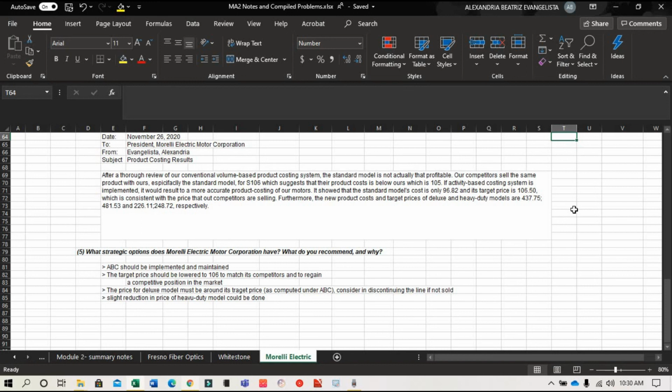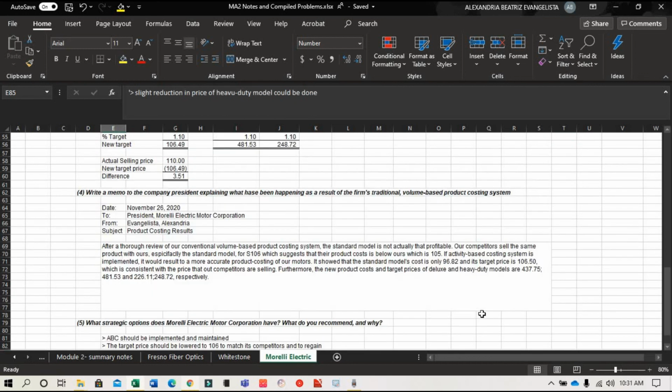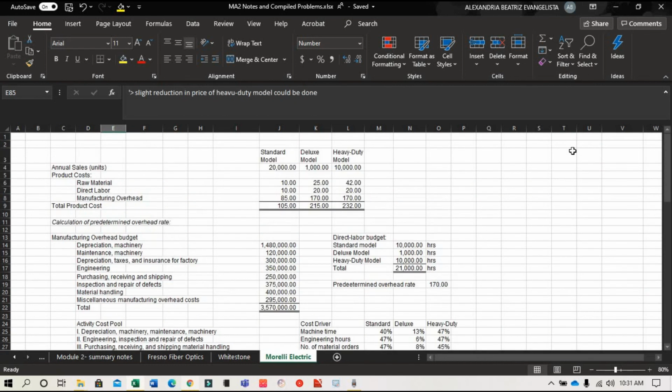The third one is the price of the deluxe model must be around its target price, which is 481.53 as computed under ABC. If it is not sold, the company should consider discontinuing the said product. And then lastly, a slight reduction in the price of the heavy duty model could be done. So that's it for 5-68.